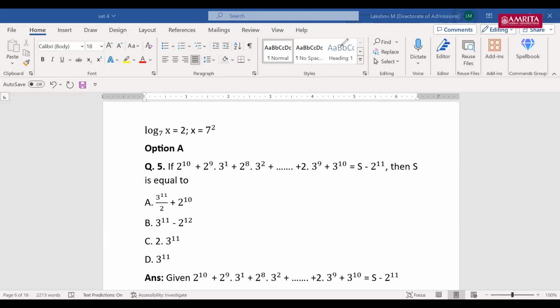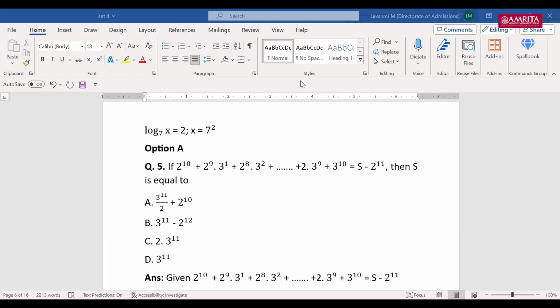Okay, let's see. I'll give you just some more time. Just look into the question. It's 2 raised to 10 plus 2 raised to 9 into 3 plus 2 raised to 8. See how it is transforming. Increasing, decreasing, how it's happening, etc. up to 3 raised to 10 equal to s minus 2 raised to 11. Very common type of question that comes in a lot of exams.